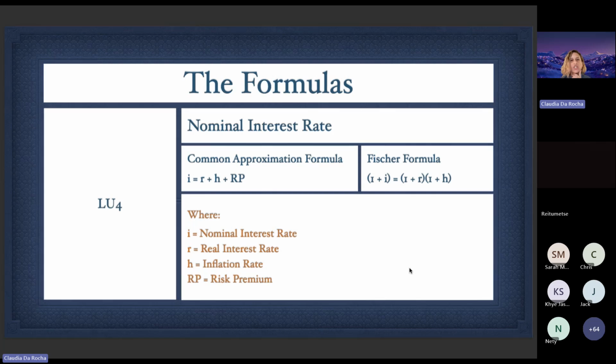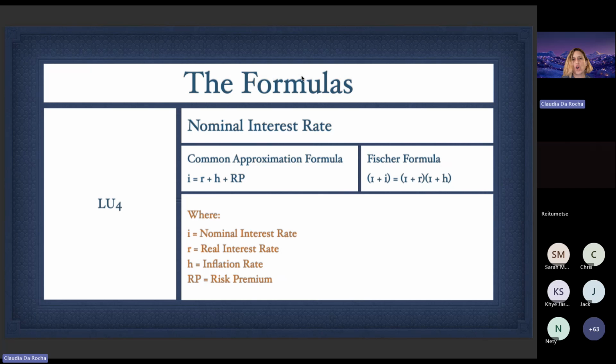All right, then we're moving on into Learning Unit 4. Here we have the nominal interest rate, and there are two formulas that you need to know. One is called the common approximation formula, and the other is called the Fisher formula. With the common approximation, our nominal interest rate, represented by i, is equal to r plus h plus RP. Here r is your real interest rate, h is your inflation, and RP is your risk premium. Then the Fisher formula is basically just another way of representing the same items, a different type of formula: 1 plus i equals 1 plus r times 1 plus h.